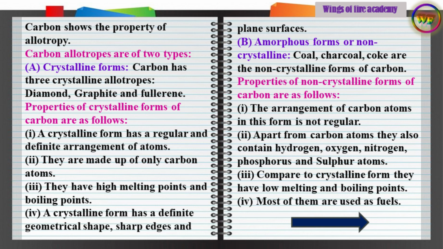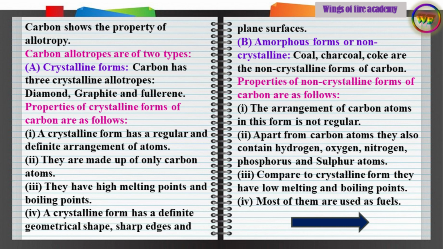Properties of crystalline forms of carbon are as follows. 1. A crystalline form has a regular and definite arrangement of atoms. 2. They are made up of only carbon atoms. 3. They have high melting points and boiling points. 4. A crystalline form has a definite geometrical shape, sharp edges and plane surfaces.